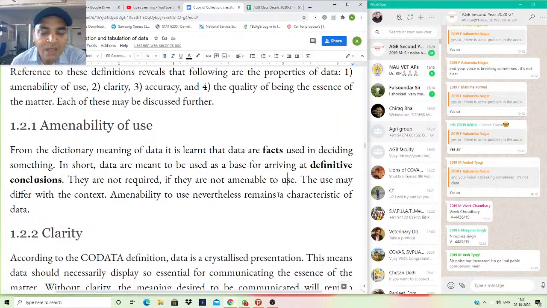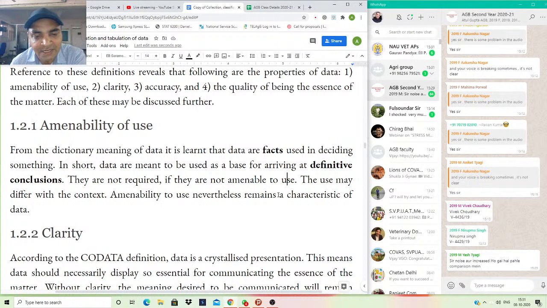First of all, where is the origin of data? If they are amenable to use, then data is generated. Otherwise, data is not generated. OGPAs are generated because they are going to grade you in BVSc and AH courses, and later when you appear for different interviews. That is why this primary data has been generated by conducting the examinations. If this OGPA were not amenable to use, then what is the use of generating this data? Unless there is amenability of use, data is not generated.